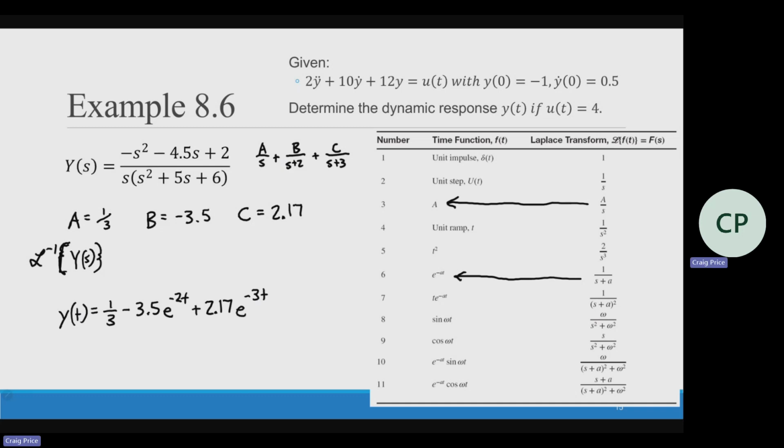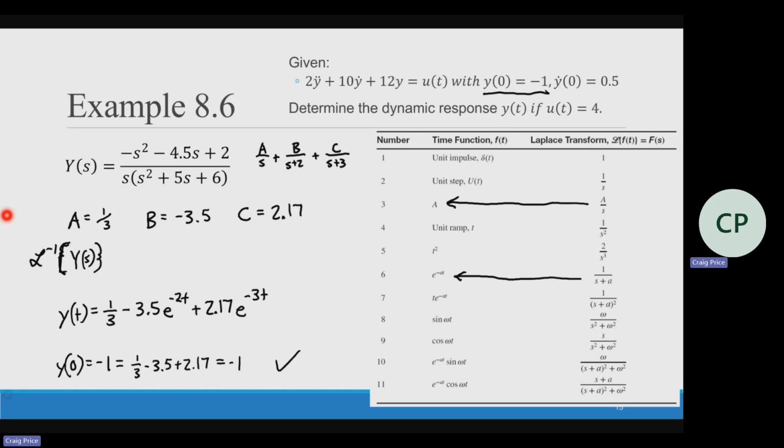Okay, how can we check it? I'll give you one example. I have an initial condition: y at time 0 should be equal to -1. That's one of our initial conditions. Is that true? Well, from our equation here, this would be 1/3 minus 3.5 plus 2.16 repeating. Is that -1? That is. Great. You can do the same thing by looking at the derivative, and you don't have to. But this is just one way that I can check.